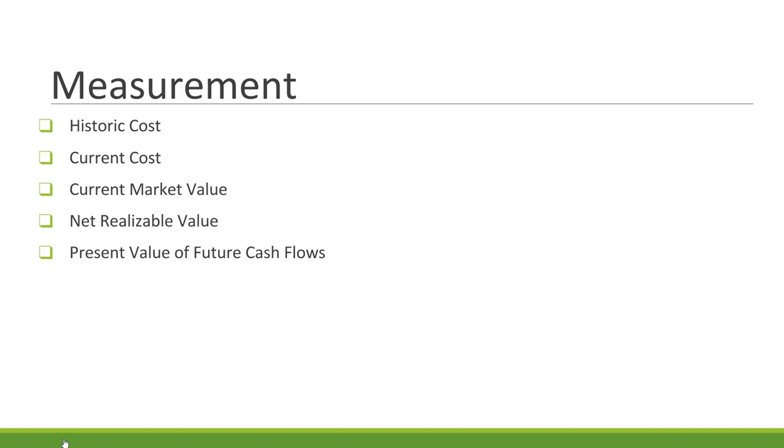One is historic cost. That's been very important, especially for tangible assets such as buildings and equipment. That's what we originally paid for. That's usually modified by some form of depreciation, but not always. Current cost is what it would cost us to replace that item at the current cost right now if we went out and bought it.